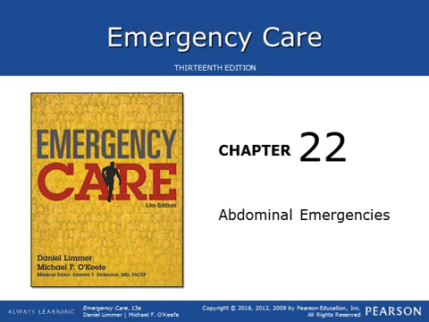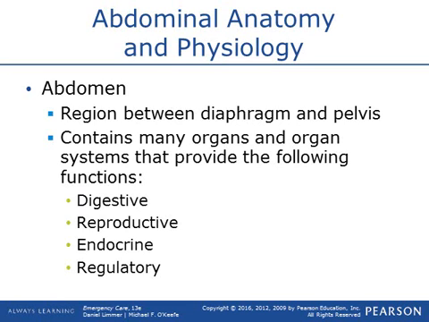Chapter 22 covers abdominal emergencies. The abdomen is the region between the diaphragm and the pelvis. It contains a whole bunch of organs, solid organs and hollow organs. All these organs do digestive work, reproductive work, making babies, endocrine, and regulatory systems of the body. This is basically everything that's keeping everything going in the body, minus the brain, heart, and lungs.